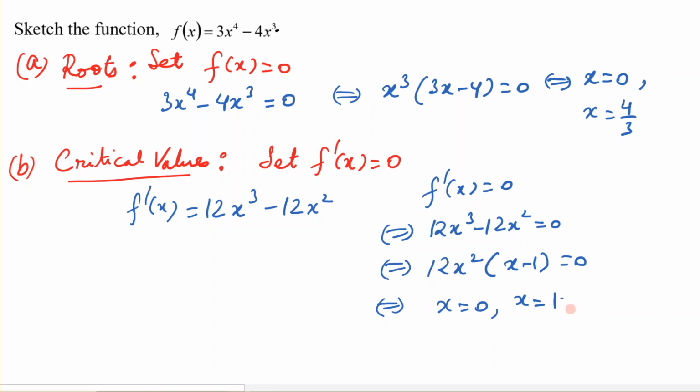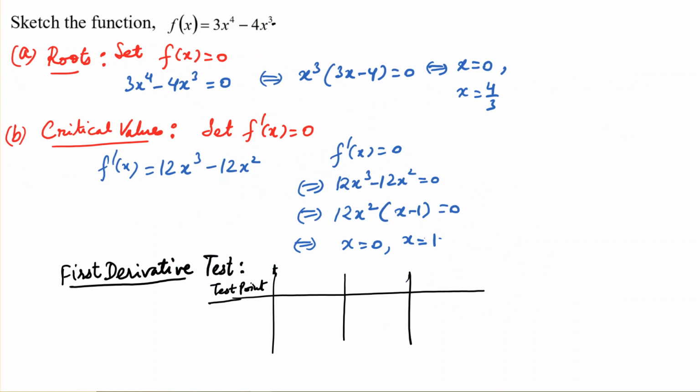Now we're going to use the first derivative test in order to find whether these critical values are points of maxima, minima, or inflection points. If you are more concerned about the first derivative test, please refer to one of my previous videos, named First Derivative Test Introduction. For the first derivative test, we set up the table. We write the critical values, 0 and 1 here, and then we look for the signs of the slopes and also the behavior of the function, whether it's increasing or decreasing.